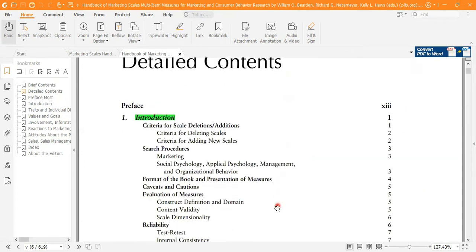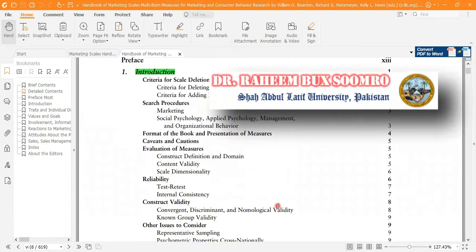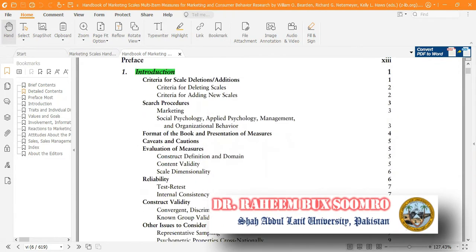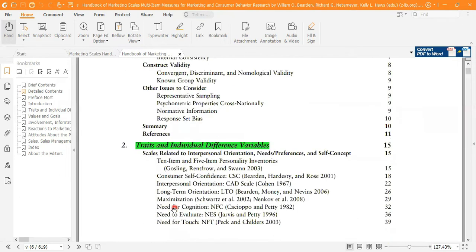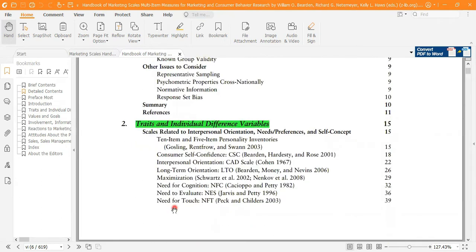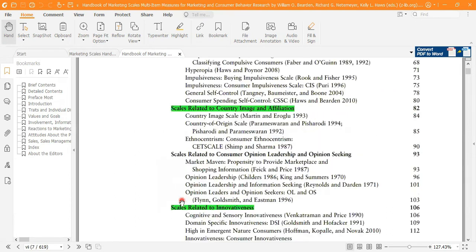And then the first one is about the introduction. In the introduction, some things have been explained, like the search procedure, how the items were searched out, format, and the evaluation of the scales' reliability, and then the construct validity and other issues. And then the first category is about traits and individual difference variables. All these constructs belong to this category, like need for cognition, need for ability, need for touch, and then scales related to country image and affiliation.